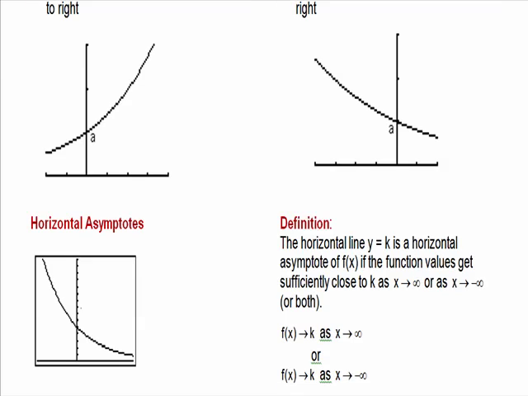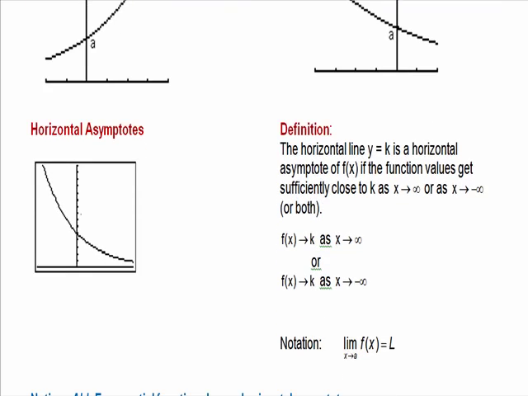Let's also discuss a little bit about horizontal asymptotes. So if I take a look at my decay situation, what I want to look at is what's called a horizontal asymptote. The horizontal asymptote is the horizontal line y equals k of the function that we get when the function values get sufficiently close to k as either x goes to infinity or x approaches negative infinity, or sometimes both.